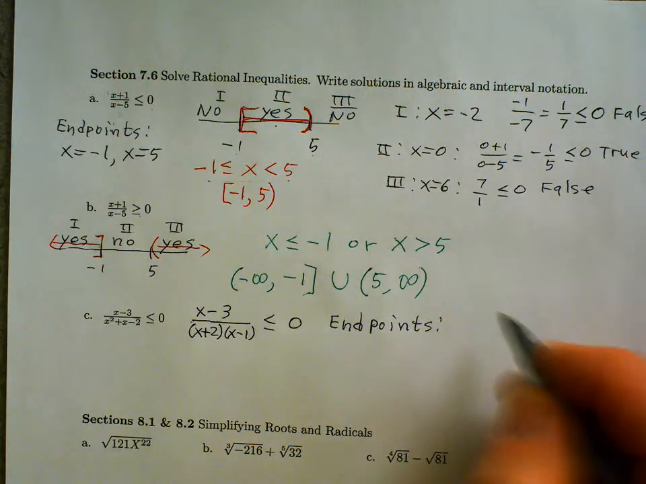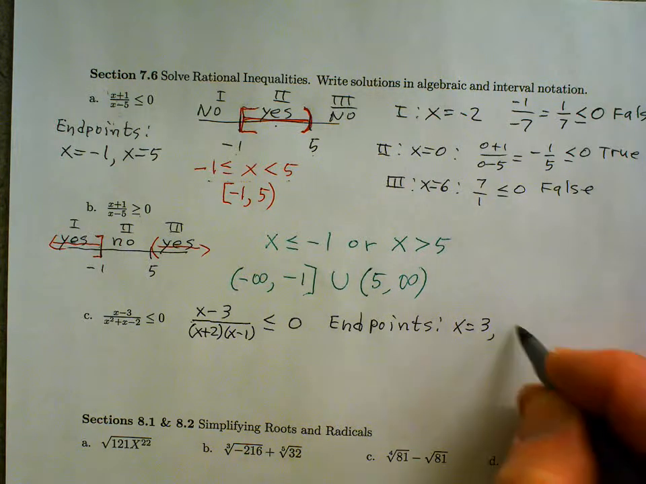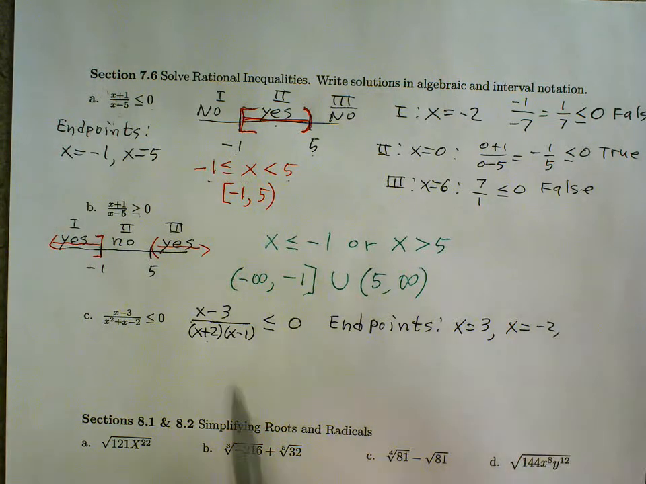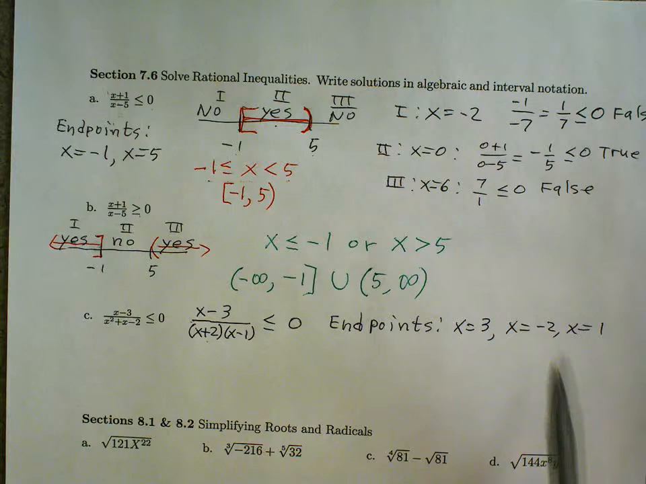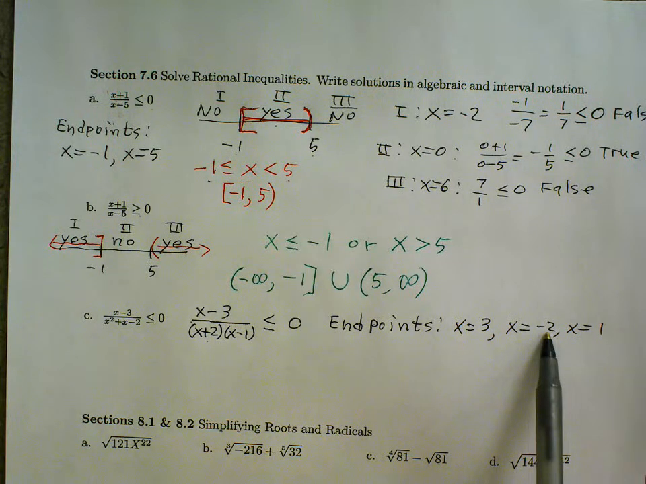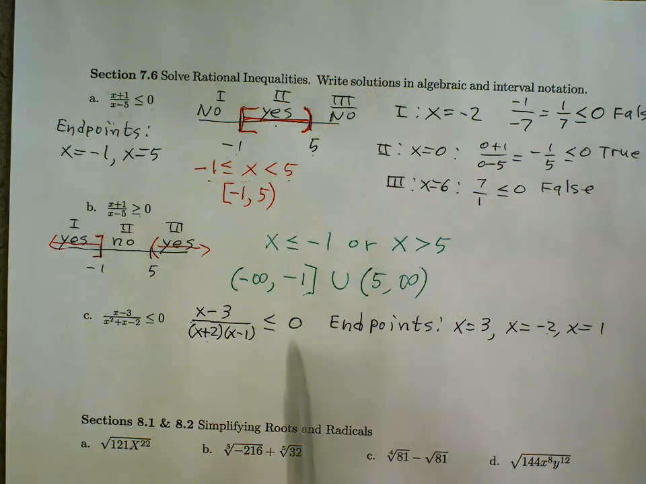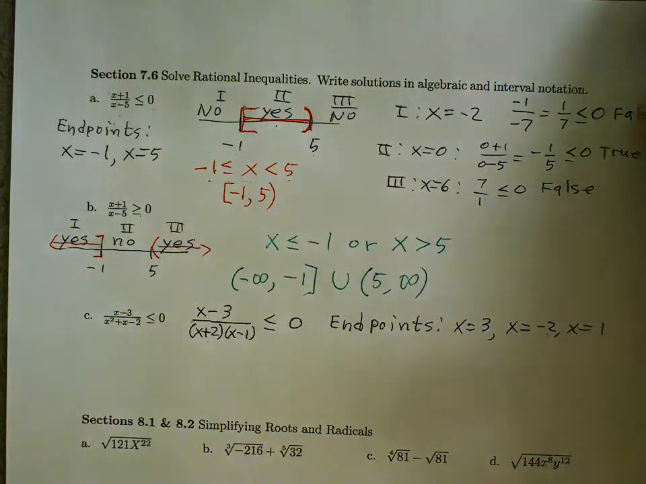The endpoint from the numerator is +3. One of the endpoints from the denominator is -2, and the other endpoint from the denominator is x equals +1. So in this one, the endpoints -2 and 1 are not included in the solution set. But since the inequality is less than or equal to 0, the endpoint 3 is included. But test the 4 intervals in the same way.